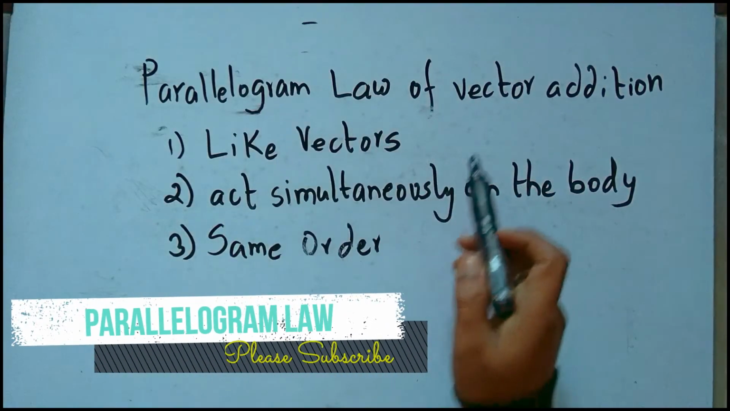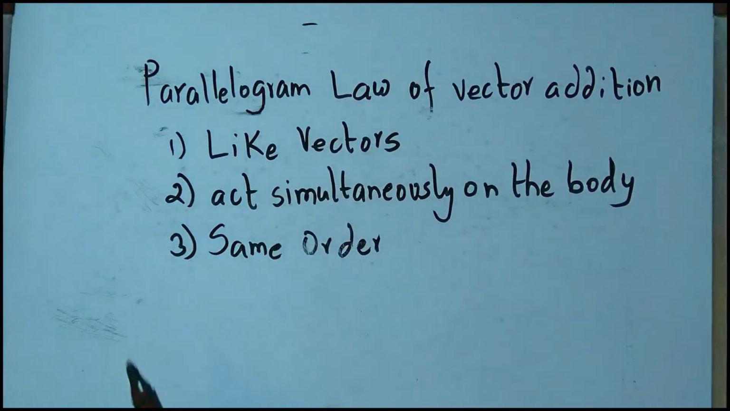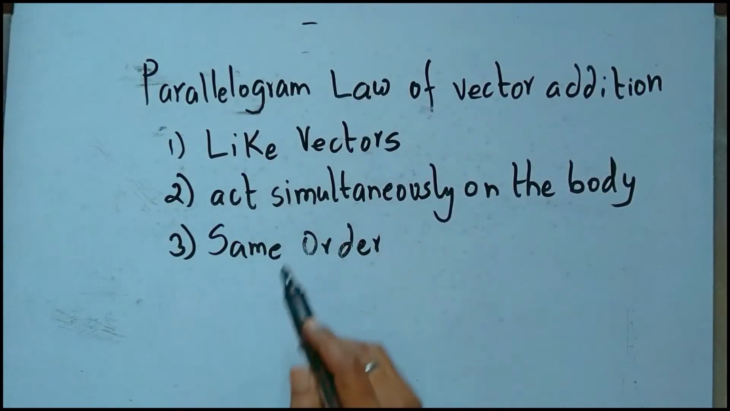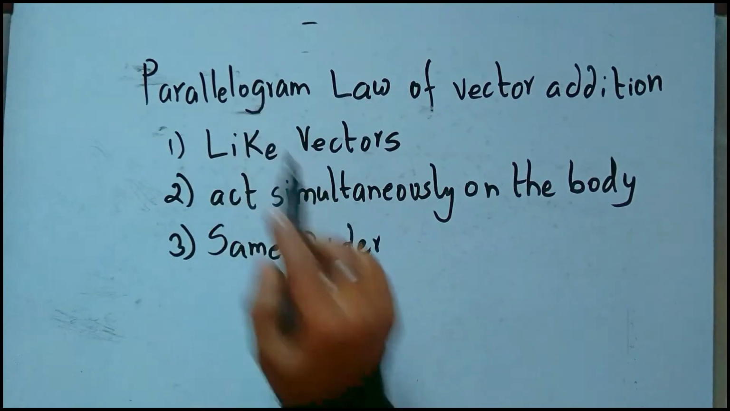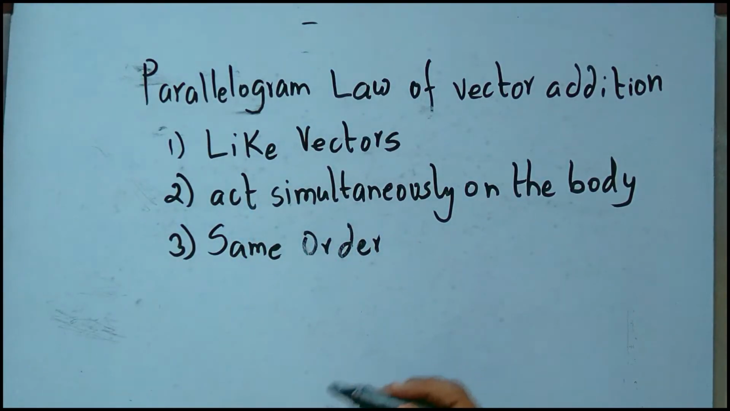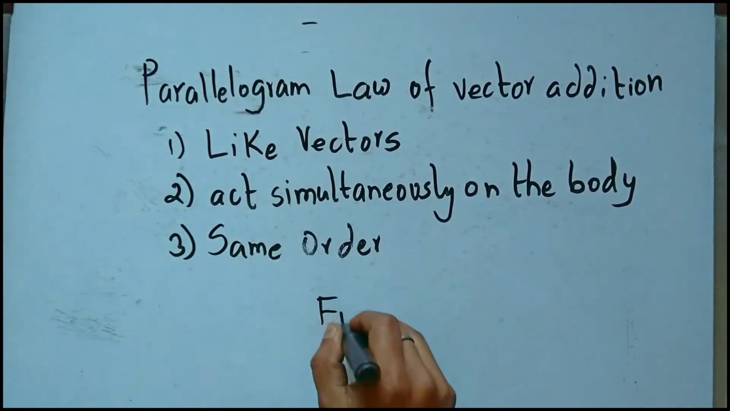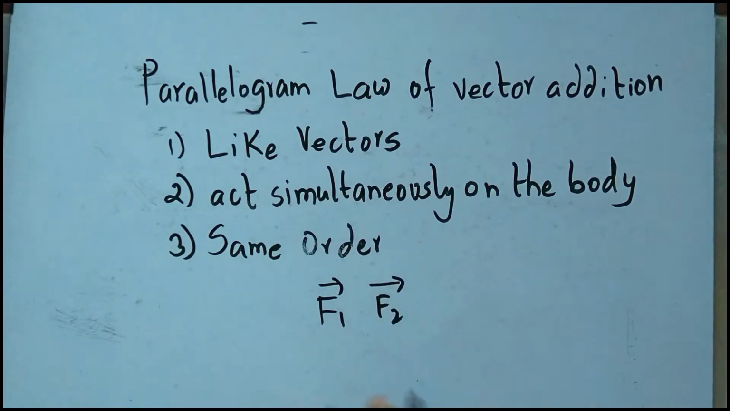What is parallelogram law of vector addition? When we go through the statement of parallelogram law, we find three important things there. What are like vectors? Two vectors represented by two sides of a parallelogram should be like vectors. Like vectors are those vectors which are of same nature, just like F1 and F2 represent two vectors of nature of force.